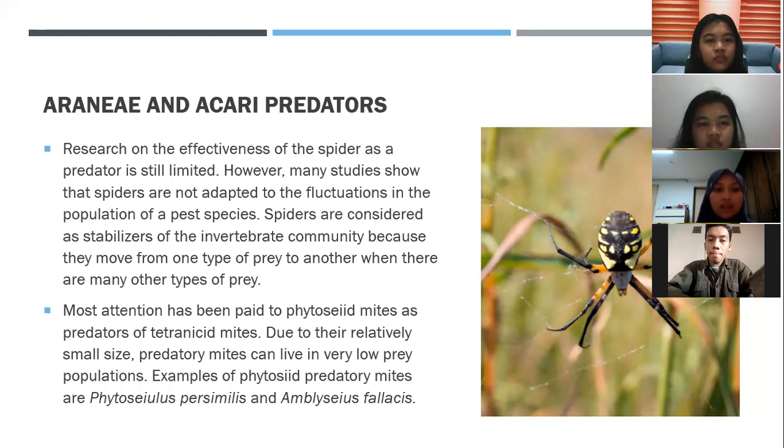Most attention has been paid to phytoseiid mites as predators of tetranychid mites. Due to their relatively small size, predatory mites can live in very low prey populations. Examples of phytoseiid predatory mites are Phytoseiulus persimilis and Amblyseius fallacis.